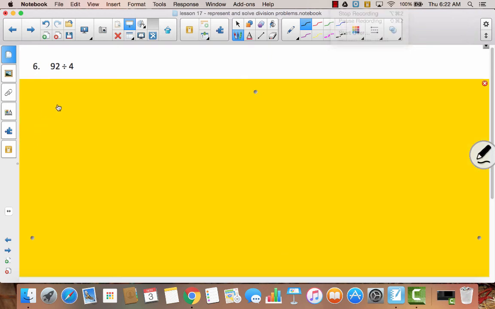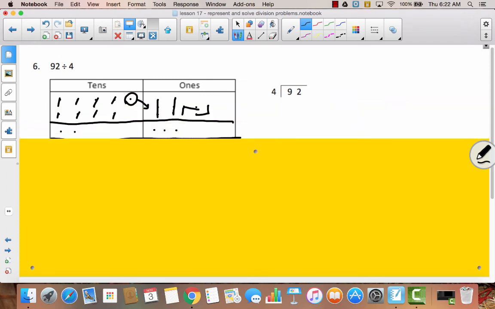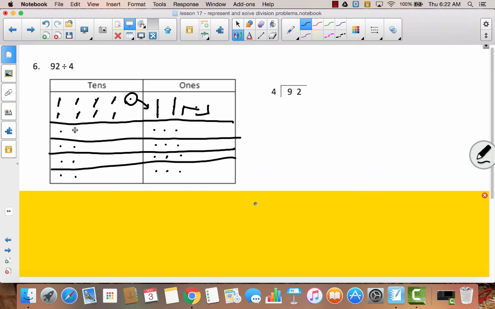Okay, so I began by putting 9 tens and 2 ones in my place value chart. And then I went ahead and divided my place value chart into 4 parts. 1, 2, 3, 4 parts. I divided the largest unit first, which was tens, and I divided it by 4 and I ended up with 2 in each group with a remainder of 1.